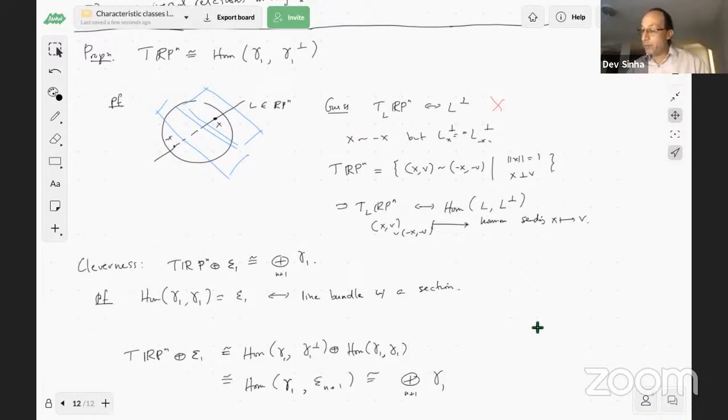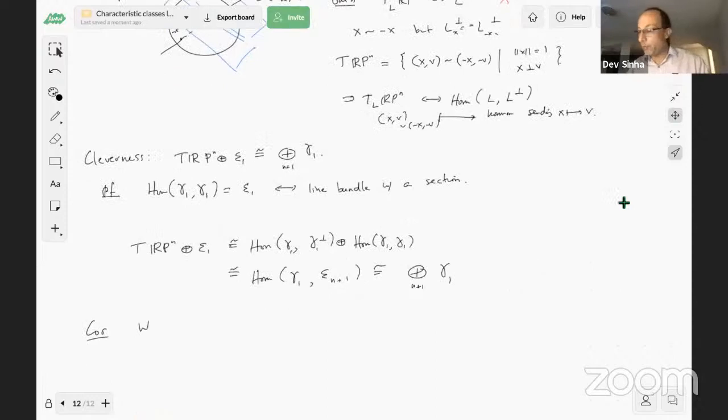So here's a corollary. The total Stiefel-Whitney class of the tangent bundle to RPN is 1 plus x, in degree 1, to the n plus 1. So that implies that Wi is equal to n plus 1 choose i, times x to the i, just by the binomial theorem.